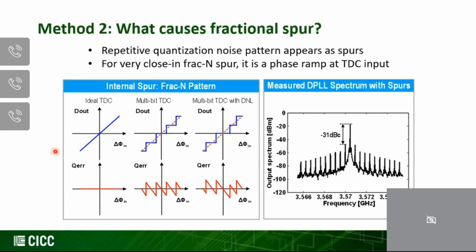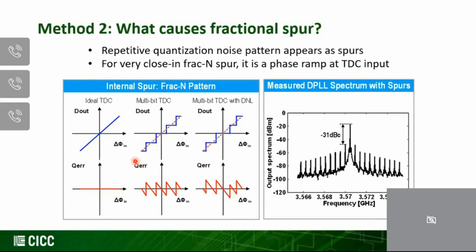Now that we see how that works, we need to understand why this type of fractional-N architecture would also generate fractional-N spurs. To understand that, we first need to look at the transfer function of the time to digital converter. As I show here, in an ideal time to digital converter, there should not be any quantization errors. The relationship between the input phase and the output digital code will be a perfect linear line, so the quantization error is actually 0.